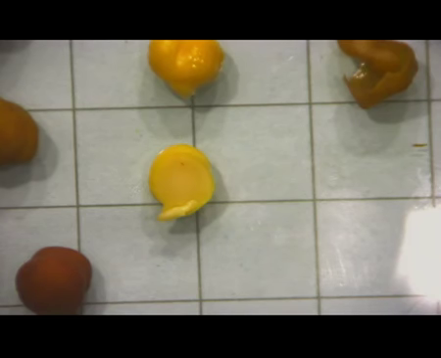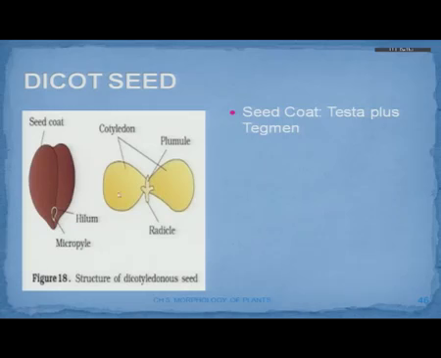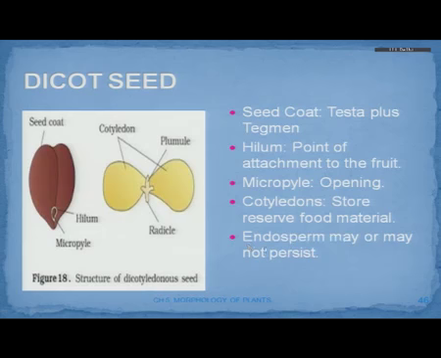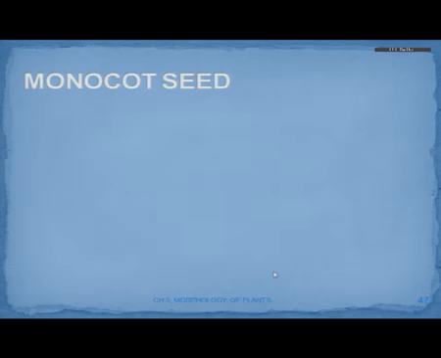For the sake of better understanding, let us have a look at the NCERT diagram. So, we studied about the micropyle, the hilum and the two cotyledons. The embryo gives rise to the radicle and the plumule. I have told you the functions of all these structures. Cotyledons store the reserve food material. Sometimes endosperm, which provides nourishment to the growing embryo, persists, while in others it is completely consumed.